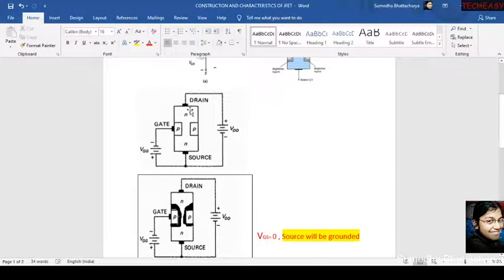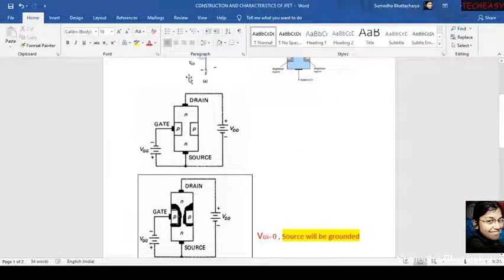First of all, you can join the drain and the source, and there you can connect a VDD, another voltage source. This will be variable. That means you can increase or decrease the value of voltage.